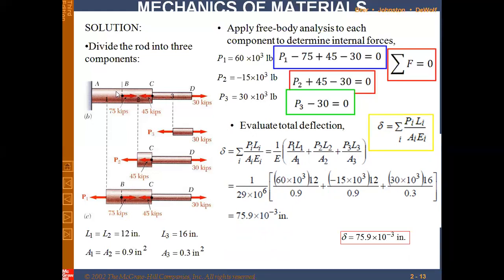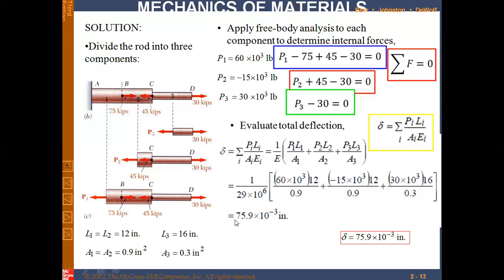The material is the same, so E would be the same for all, for this rod and also for this rod. So we could take this E common because the material is the same throughout the rod. The remaining cross section areas A1, A2, A3 are given, lengths are given, and loads we have already calculated. E is given. After plugging that in, the overall delta has a plus sign.